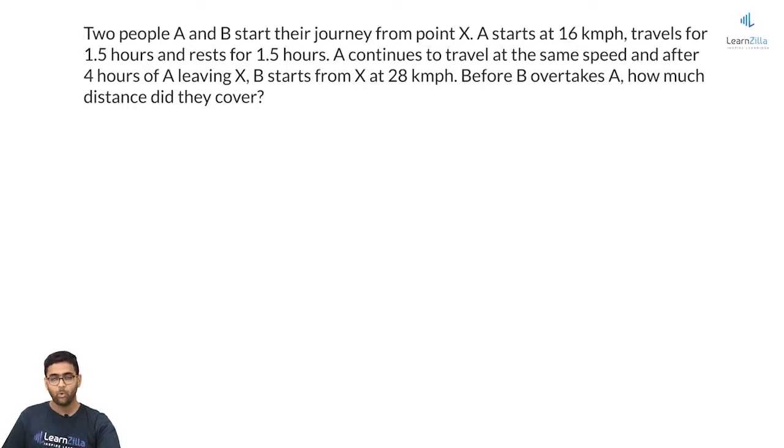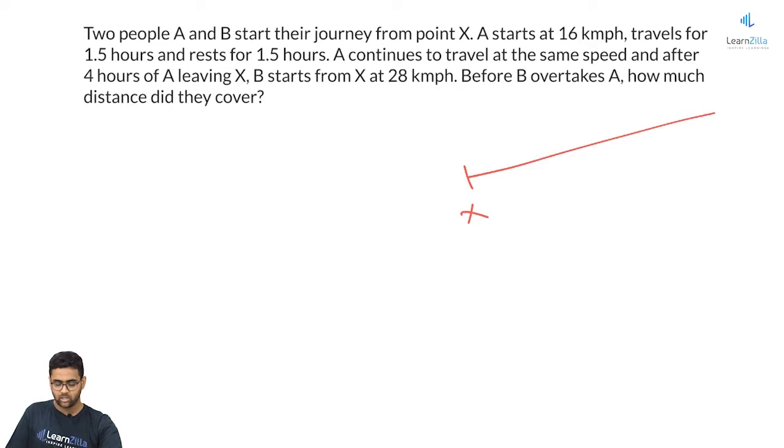Now, two people A and B start their journey from point X. This is a very interesting problem. A starts at 16 km/h, travels for 1.5 hours and rests for 1.5 hours. A continues to travel at the same speed, and after 4 hours of leaving X, B starts at 28 km/h.